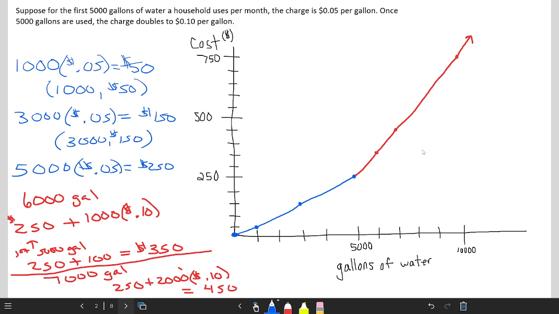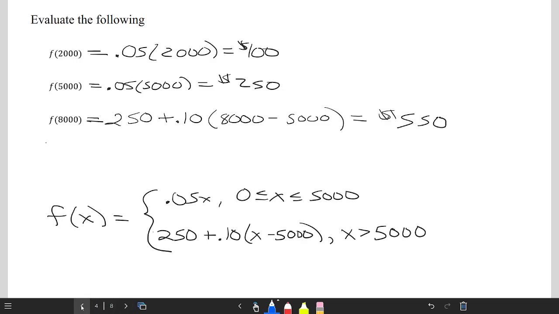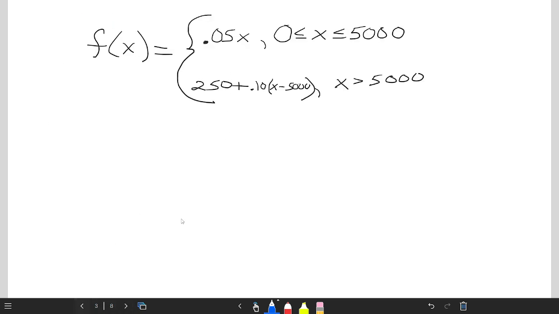Each piece is going to be described by a different equation, essentially. We're going to stick with ones that are only linear pieces, but you can have piecewise functions where one of the pieces is defined by a curve as well. We ended with evaluating our function. So we had written the function, we had the criteria for which x values each piece was valid for. So the first piece was for anything up through 5,000 gallons, and then the second piece was only valid if we were using more than 5,000 gallons.